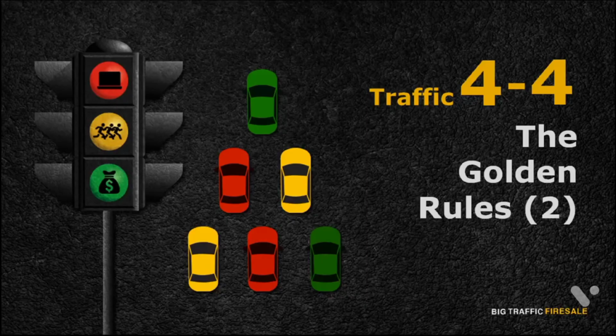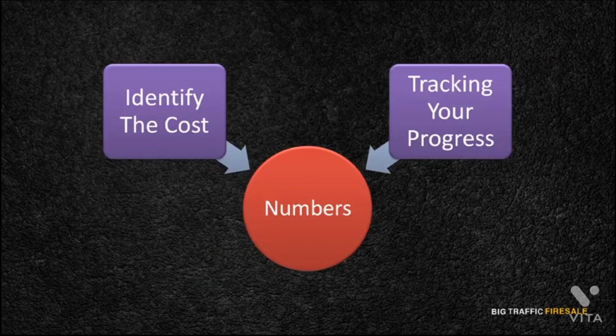Hey there, and welcome back to the Solo Ads series. In this module, we'll be focusing on another golden rule that you can't afford to miss, which is knowing your numbers. When we talk about numbers, it all boils down to two major components. 1. Identifying the cost to purchase your solo ads. 2. Tracking your progress. In any business, it's vital to identify the costs invested in your product or service. This is to ensure that you adhere to the budget and do not go overboard, wasting your resources.